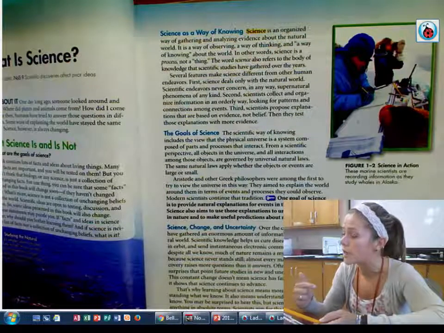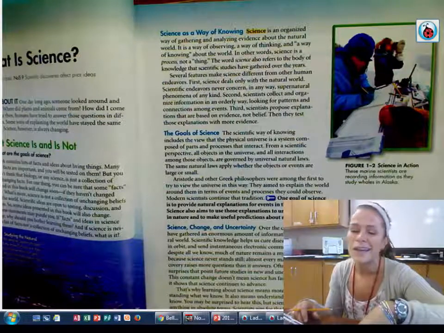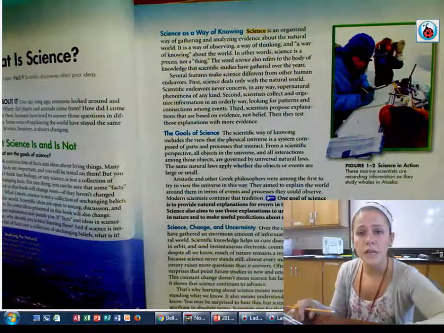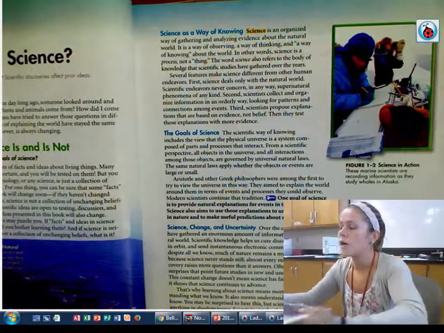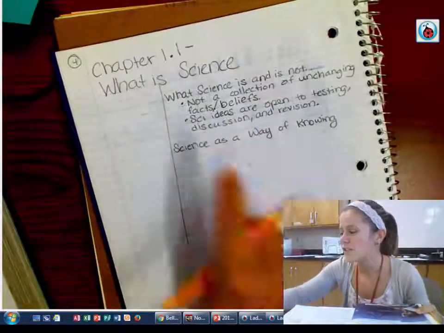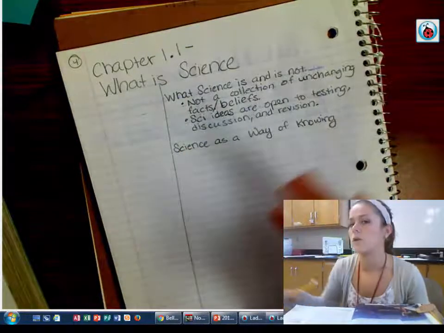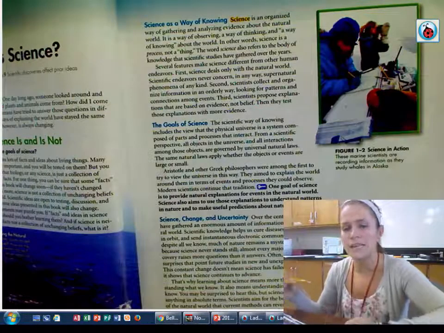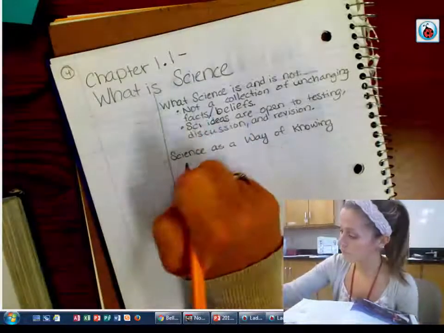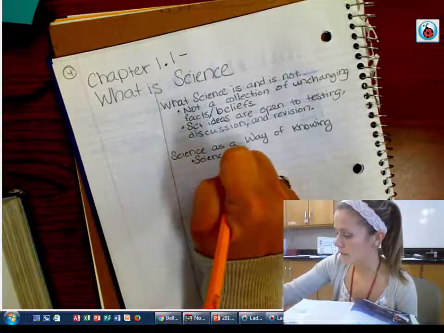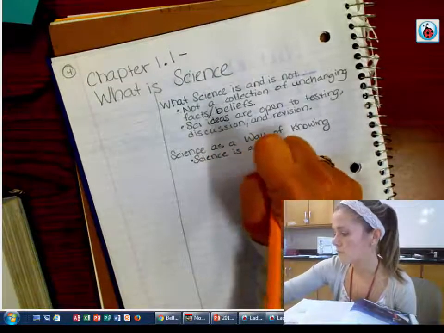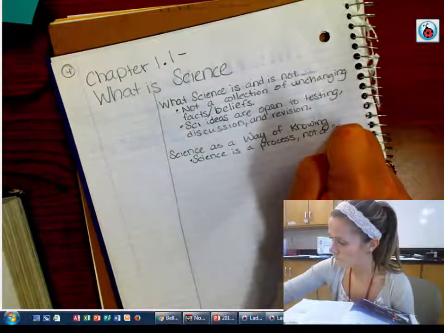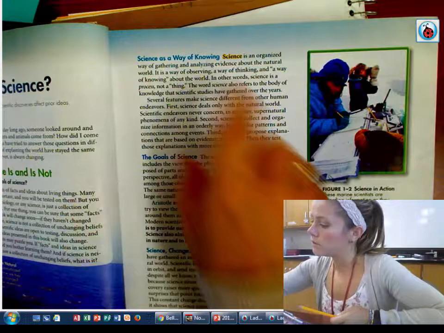So science is an organized way of gathering and analyzing evidence about the natural world. That's the definition. We're going to write that down later, so we're not going to rewrite that in our note part. It is a way of observing, a way of thinking, and a way of knowing about the world. So, a way of knowing. Well, that just tells us that right here. Science is a way of knowing, but how is it a way of knowing is what we have to think about. So, in other words, science is a process, not a thing. That stands out. Let's go ahead and put that. Science is a process, not a thing.